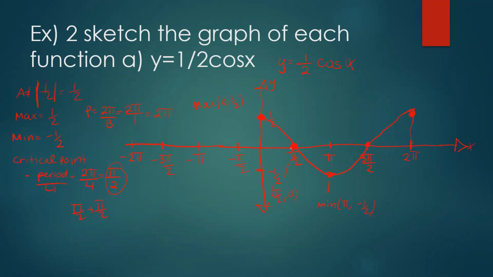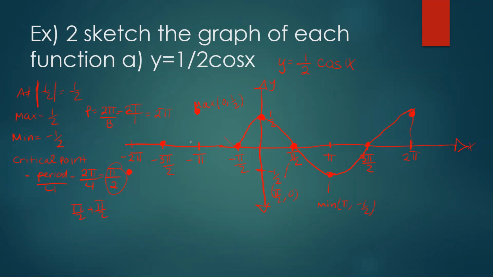So with pi over 2, it had a y value of 0. So our y value would still be 0, right? At pi, it had a y value of negative 1/2, but because we have a negative, it's going to be positive 1/2. So it'll be right here. At 3 pi over 2, it had a y value of 0, so we'll just keep it at 0. And then 2 pi had a y value of positive 1/2. Since this is negative 2 pi, it's going to be negative 1/2, right? So it should look something like this.